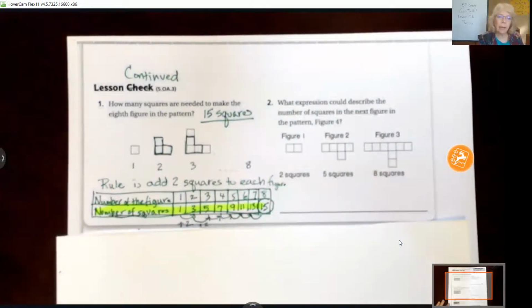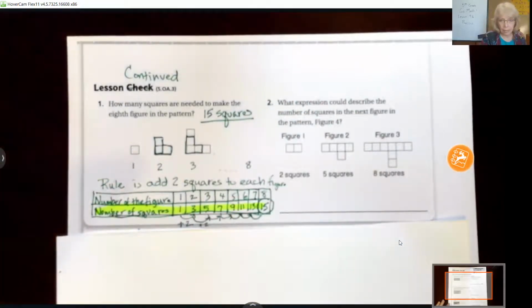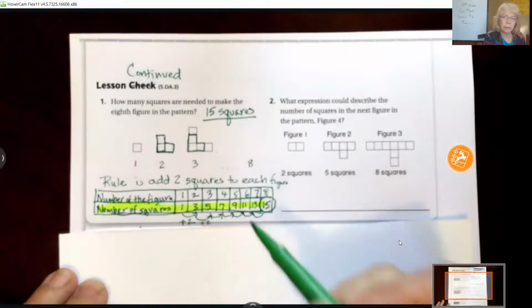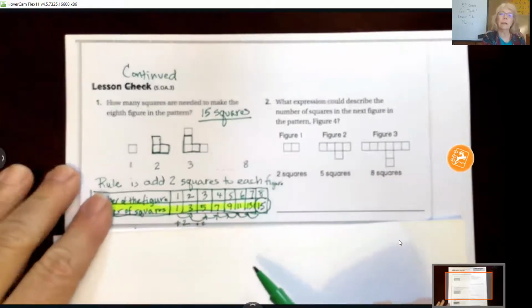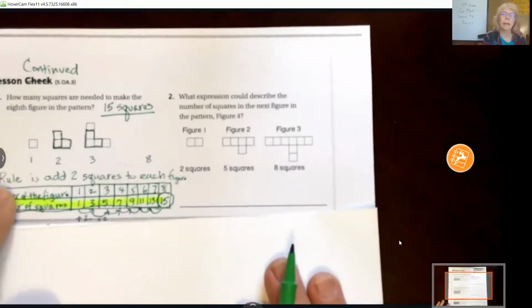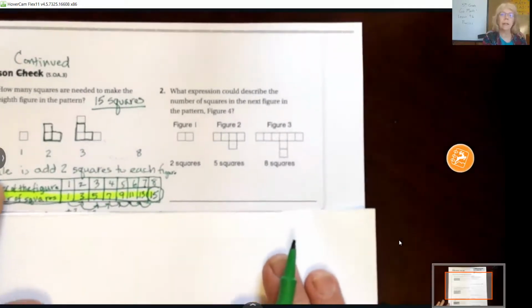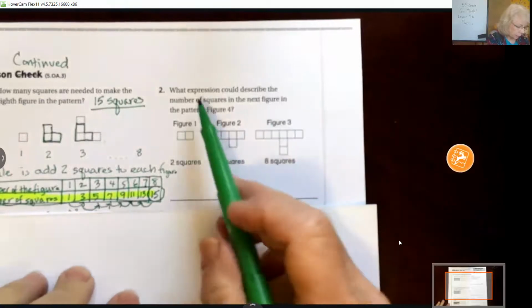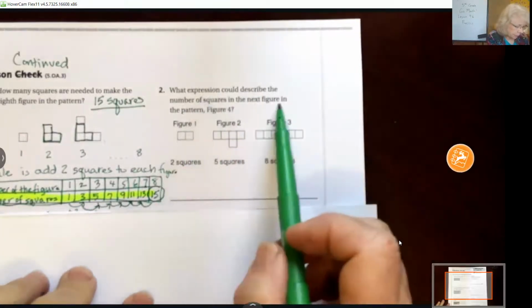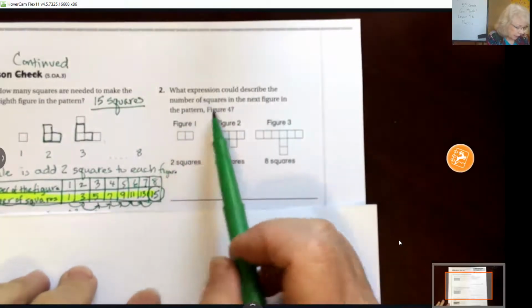Again, looking for patterns. Are we multiplying? Are we adding? Do we care about a relationship between 2 rows, or the relationship as we move from one number to the next in the rows? Okay, let's see if we can figure out number 2 here. Again, if you can, pause the video and do some thinking on your own if you haven't already done this problem. So, what expression could describe the number of squares in the next figure in the pattern?